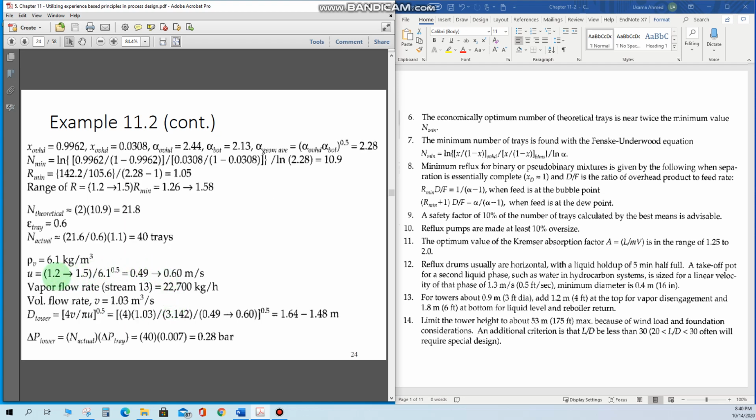So we have simply used the velocity here 1.2 to 1.5, divided by density for the vapor and power 0.5. So the value it will vary from 0.49 to 0.60 meter per second.